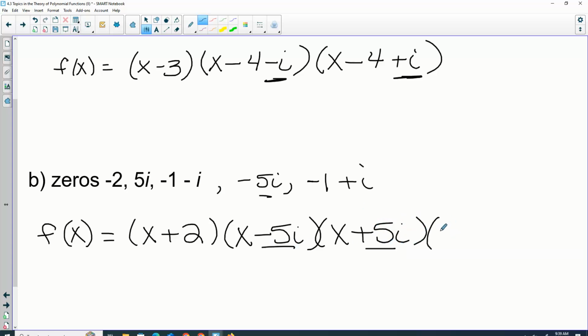If negative 1 minus i, so you do x minus those. So if we change those signs, it would be plus 1 plus i. And negative 1 plus i would be x plus 1 minus i. It's just the i that's different. Does it matter what order you write those things in? Not at all. As long as you have them, that's all that matters.